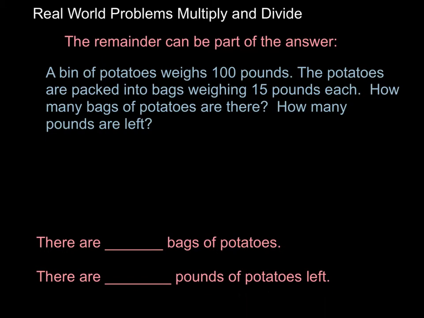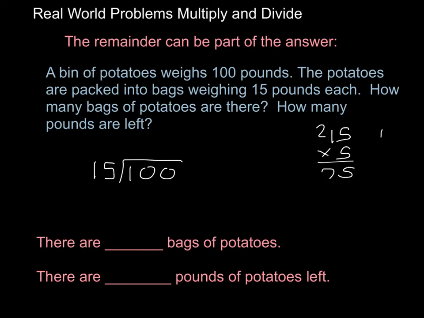To find the answer, if we know the whole bin is 100 and I'm going to put some in bags, some in one bag, some in another bag, some in another bag, so I'm dividing them up. I'm taking 100 divided by 15. So how many 15s are in 100? I can think of 15 as 20, and there's 5 in there. So I can try 15 times 5. That gives me 75. I'm thinking 15 will go in there more than that. Let's try 6 or 7.